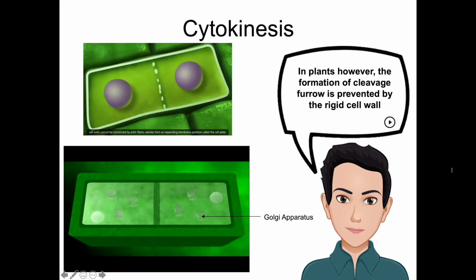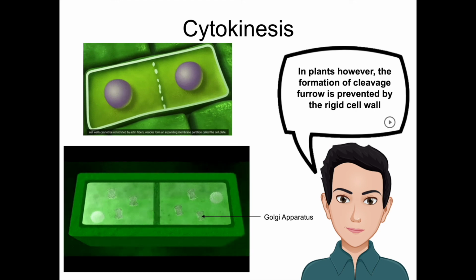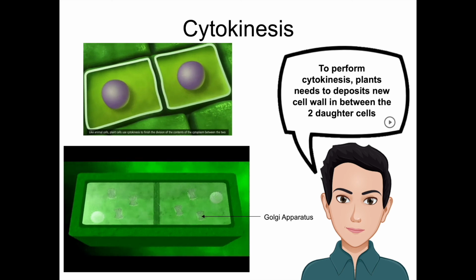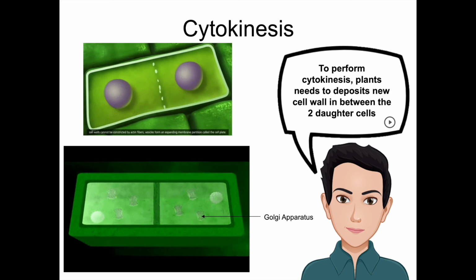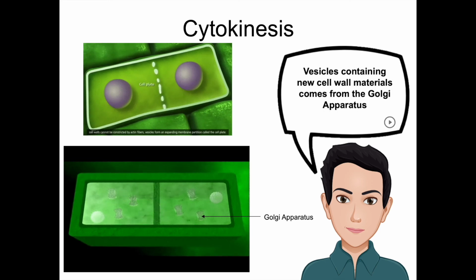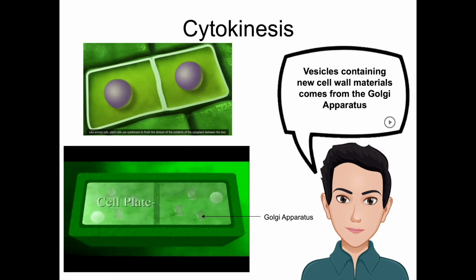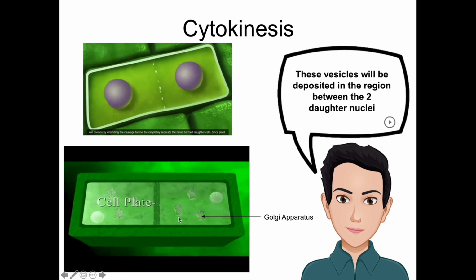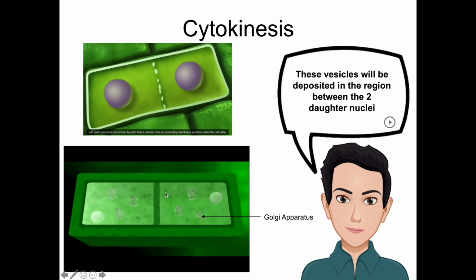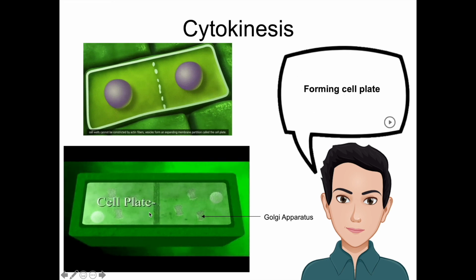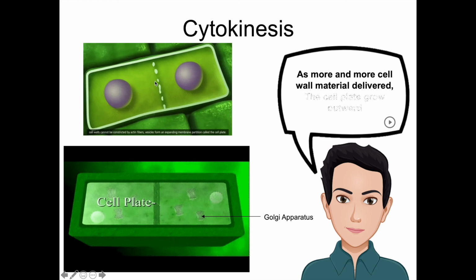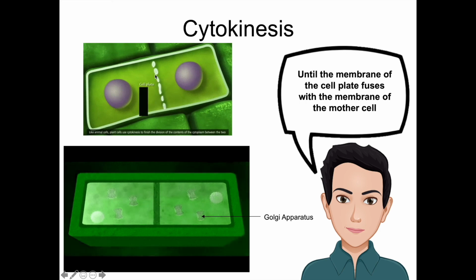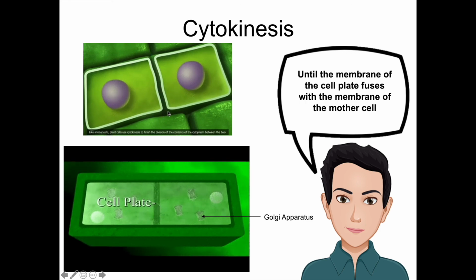In plant cells, however, the formation of the cleavage furrow is prevented by the rigid cell wall. To perform cytokinesis, plants need to deposit new cell wall in between the two daughter cells. Vesicles containing the new cell wall materials come from the Golgi apparatus, as you can see here. These vesicles will be deposited in the region between the two daughter nuclei, forming a cell plate. As more and more cell wall material is delivered, the cell plate grows outward until the membrane of the cell plate fuses with the membrane of the mother cell, separating the two cells.